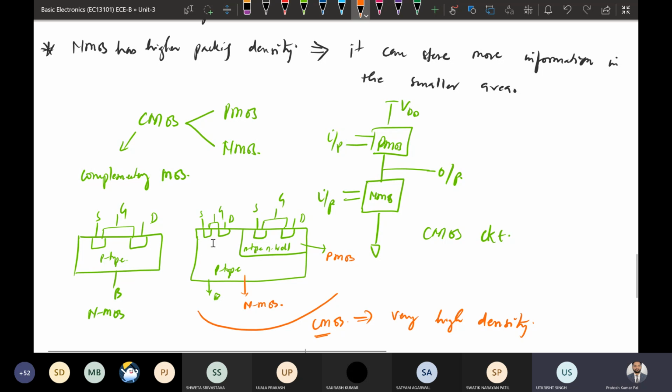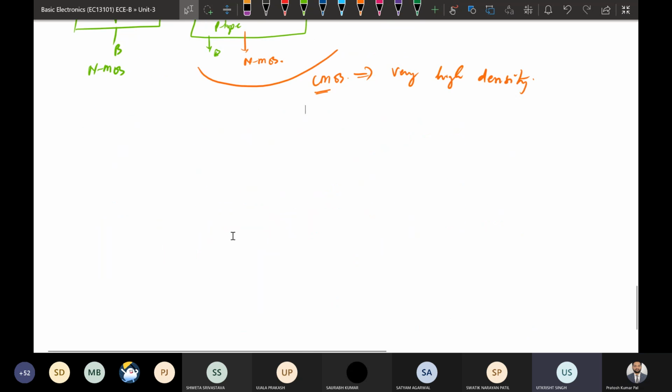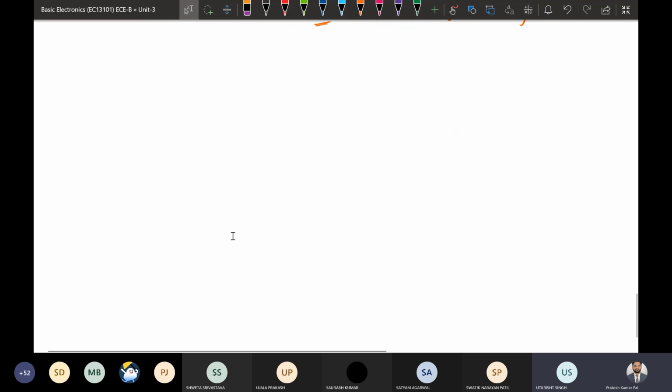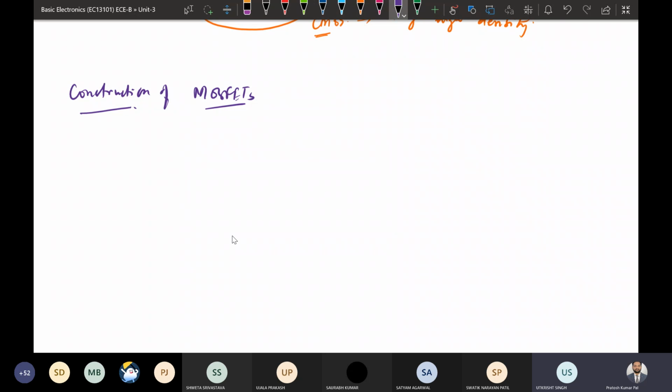In here we are having the construction also. So just the construction part we can see, how these MOSFETs are constructed basically. The basics of construction we can see here. Suppose we are going to have a fabrication of MOSFET. So we can write construction of MOSFETs. Okay, so MOSFETs construction we can just see from here.